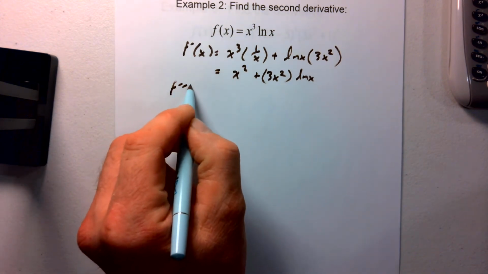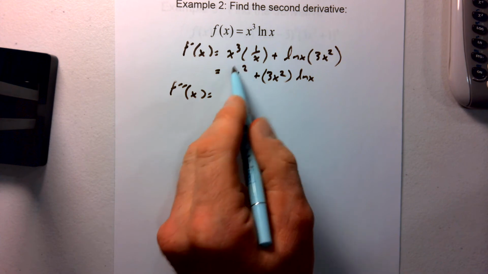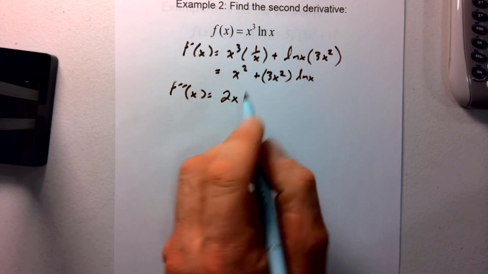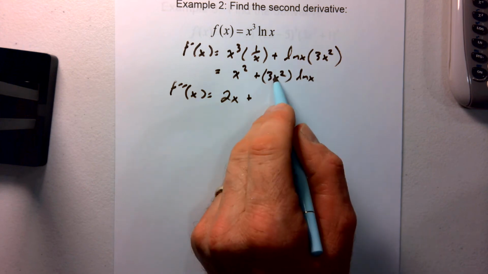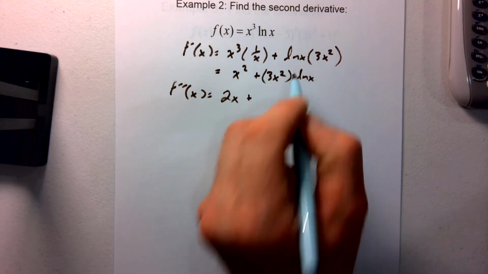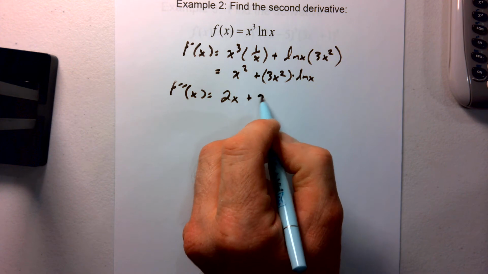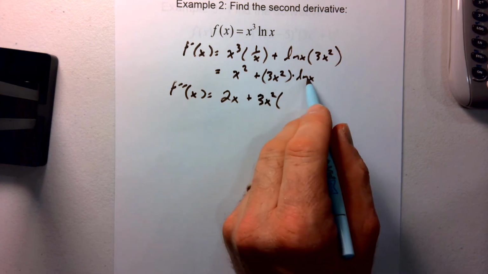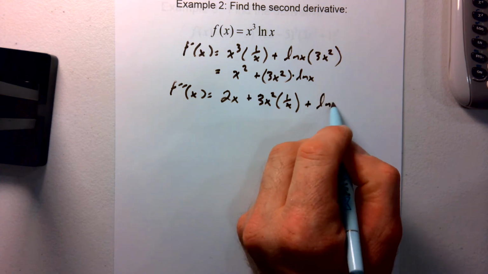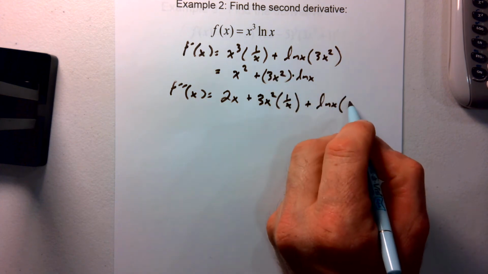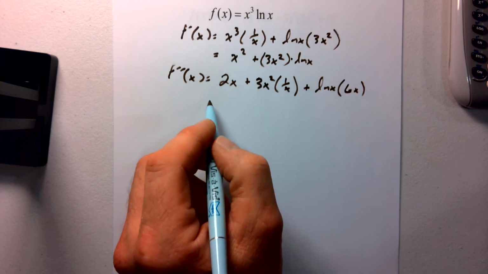So to find our second derivative, we know the derivative of x squared, that's going to be 2x. Derivative of 3x squared natural log of x. Since I have x's in both of my terms, I have a product rule. I'm multiplying those two together. So I get 3x squared times the derivative of natural log of x, which is 1 over x. So then we're going to add the natural log of x times the derivative of 3x squared, which is 6x.